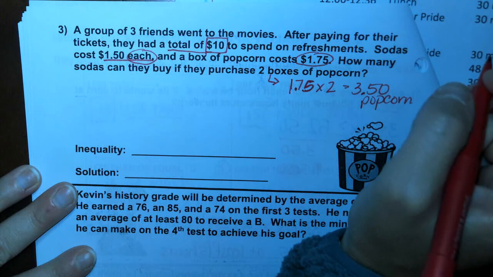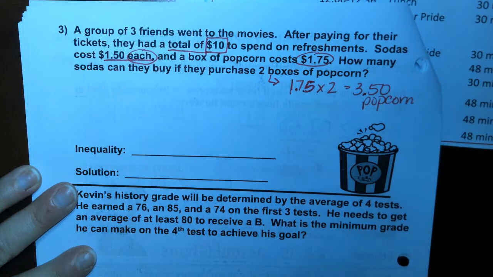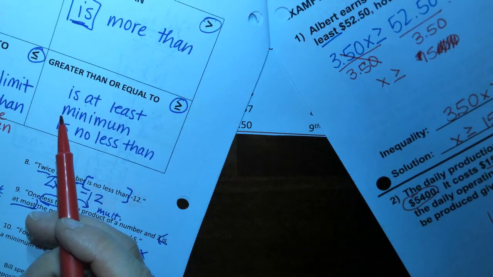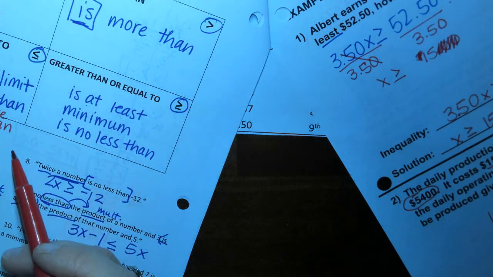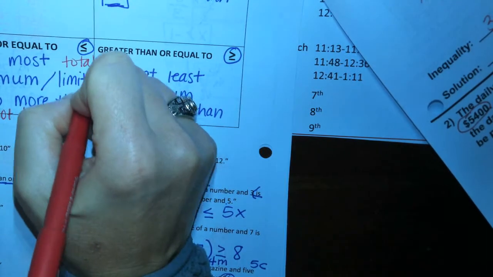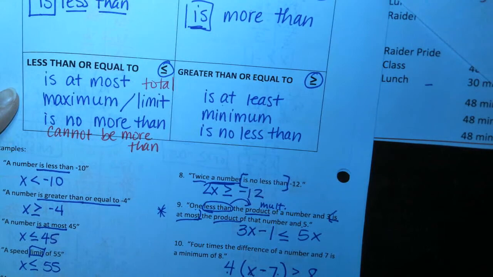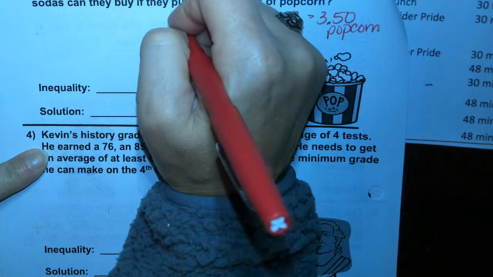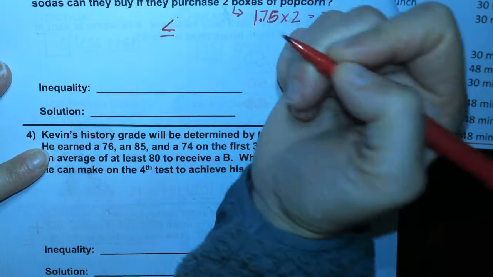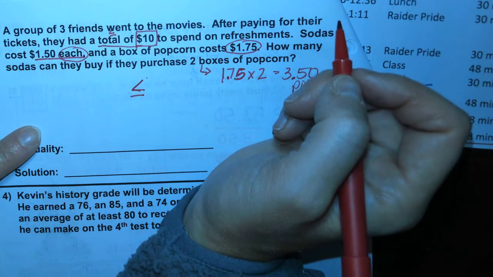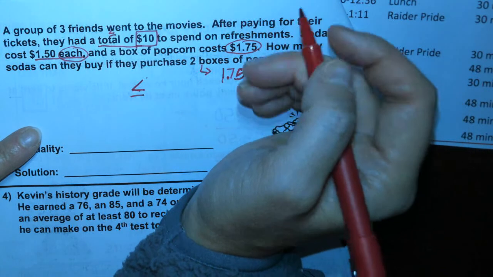All right, so here we know that we have a total of $10. So if we look at our phrases, it cannot be more than $10. No more than. Total is the same thing as no more than, the maximum limit. Okay? So we're going to be using less than or equal to because of this word total here.